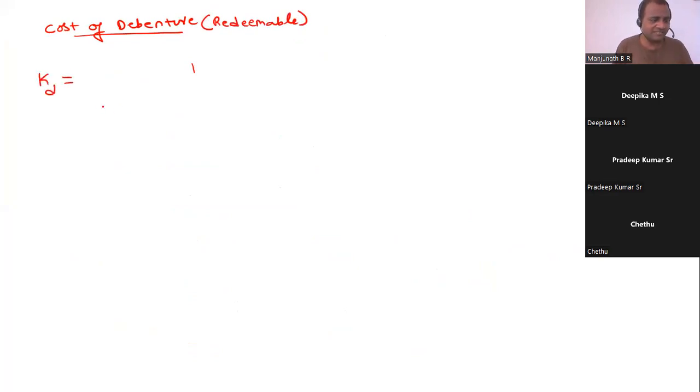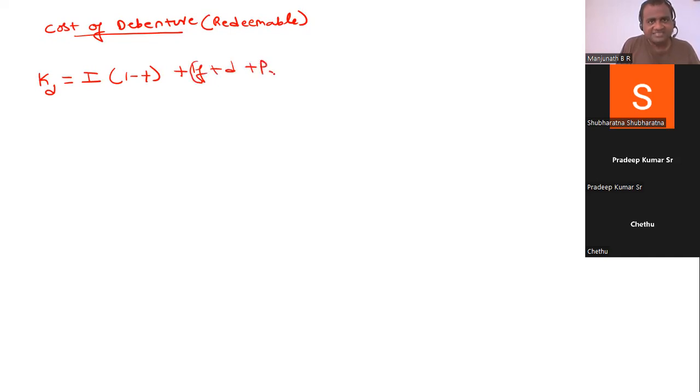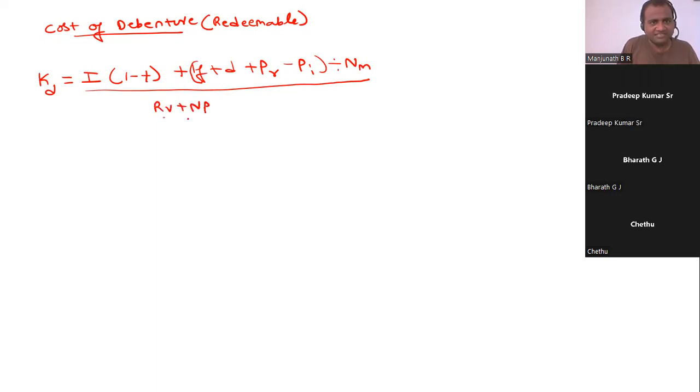Can someone tell me quickly? Kd is equal to? Kd is equal to I into (1 minus T) plus (F plus D plus PR plus PI) divided by N, and this is divided by RV plus NP divided by 2. Very good. Okay, now let us take the information given.